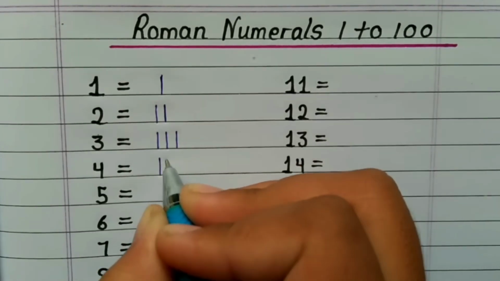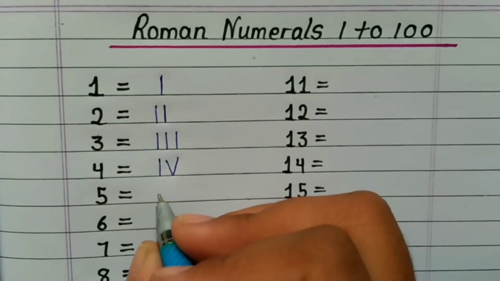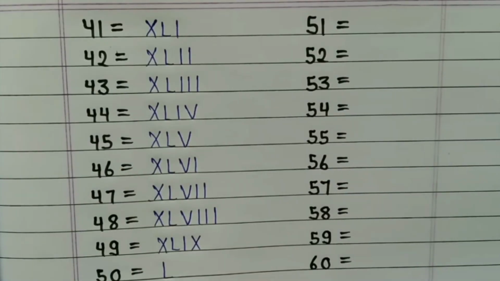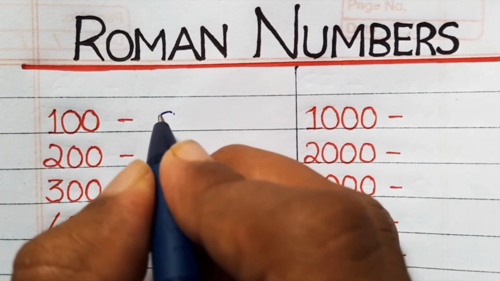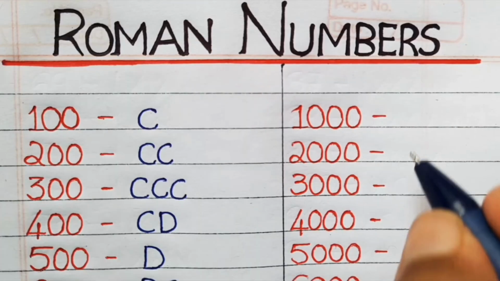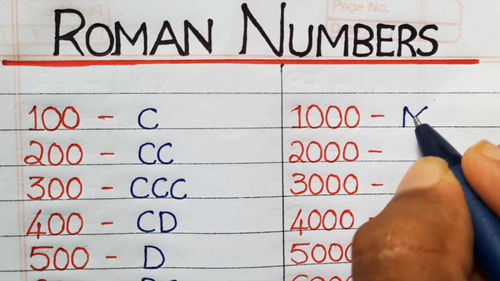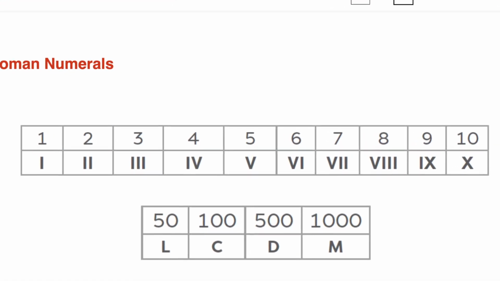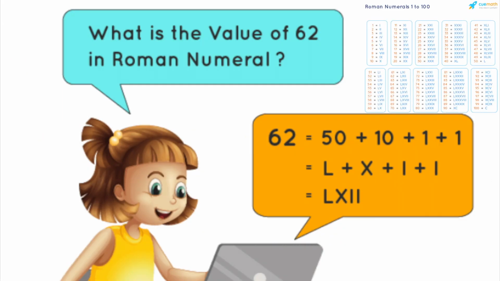Ancient Romans wrote the numbers from 1 to 10 using the symbols I, V, and X, or a combination of the symbols. The symbols L, C, D, and M are used for the numbers 50, 100, 500, and 1000, respectively. The number 62, for example, equals 50 plus 10 plus 1 plus 1, and is written LXII.